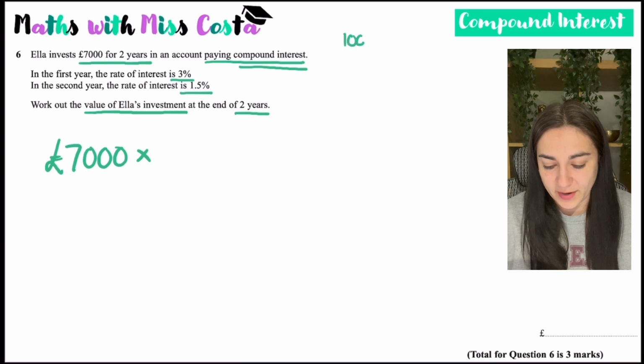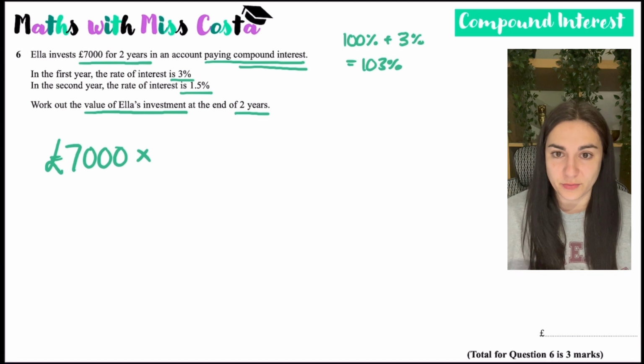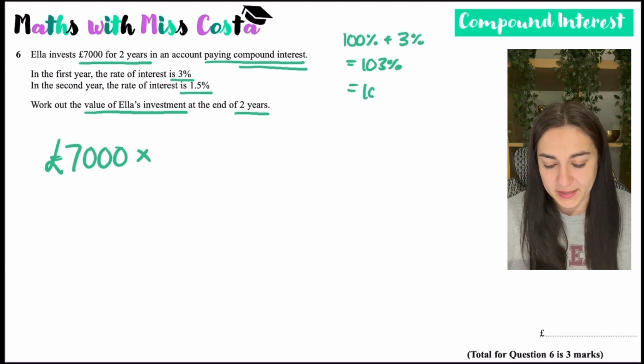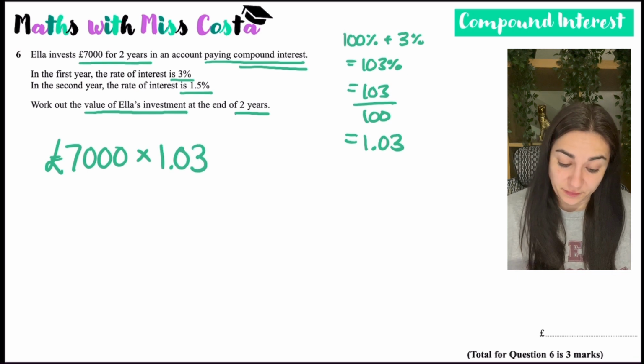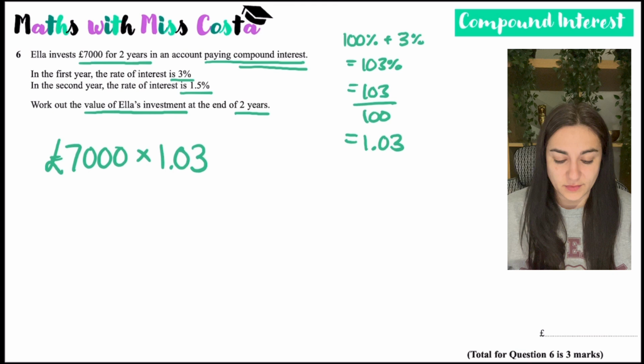So if your original value is 100% and you increase it by 3%, in total, you're trying to work out 103%. And what does percent mean? It means over 100. So I could just type that into my calculator. 103 over 100 is 1.03. So it's really important to get your multipliers right. So the first year, I do 7,000 times 1.03.